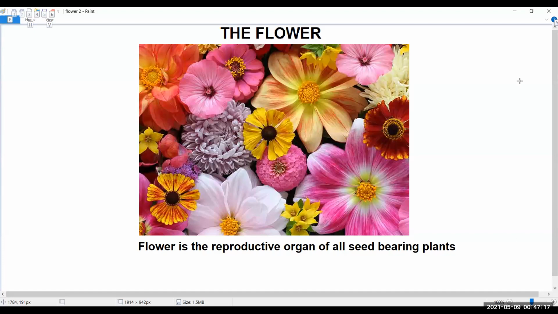Flowers vary greatly in shape, size, and color, while plants such as grasses have dull, tiny flowers. Those of rose, dahlia, orchid, and so on are known for their bright colors and beautiful formation. Flower is the reproductive organ of all seed-bearing plants. The function of the flower is to produce seeds that can germinate and develop into new plants.